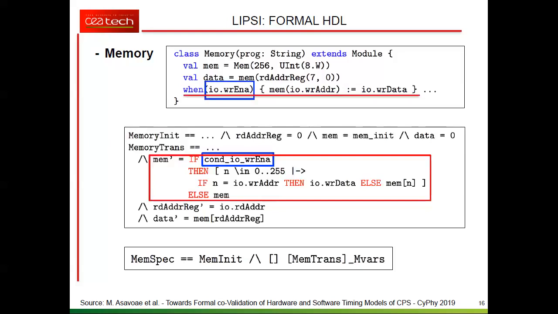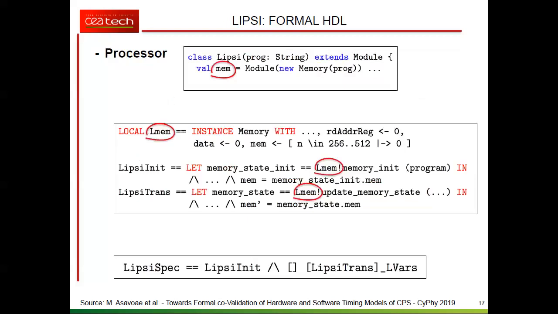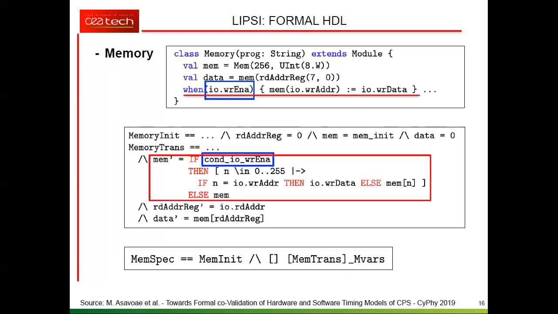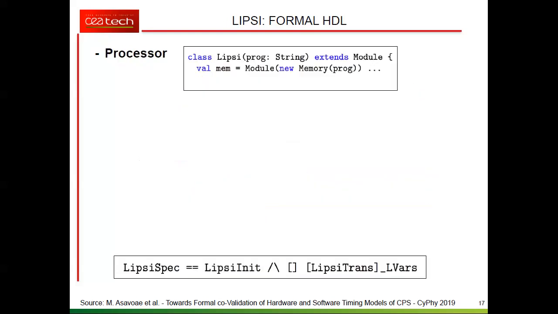All the signals, the registers and all the wires, will be represented in the specification on two sides: on the initialization side as well as in the transition predicate. Sorry, that was too fast. The conditions will be generated, which guard the actual update. So this piece of TLA plus code represents what we have here as an update of the memory. It allows us to keep naming, which is very good for traceability. We can look at two pieces of code, see the same naming, and have a clearer understanding. But it allows us to do more.